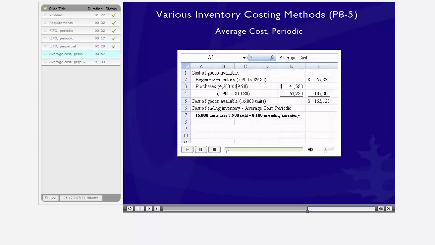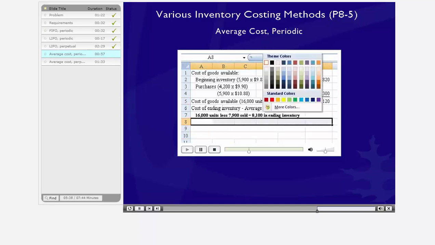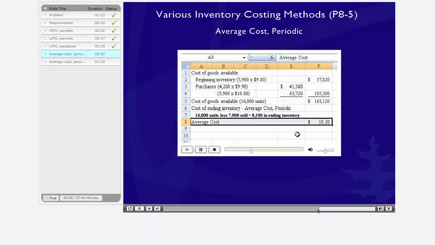Okay, next let's take a look at how we would determine ending inventory and cost of goods sold using the average cost periodic method. And this is relatively straightforward because it's simply the average cost. So the total cost of goods available was $163,120 divided by 16,000 units. Let me bring that to light. And what we come up with is the average cost per unit of $10.20, and that's rounding for your screen there.